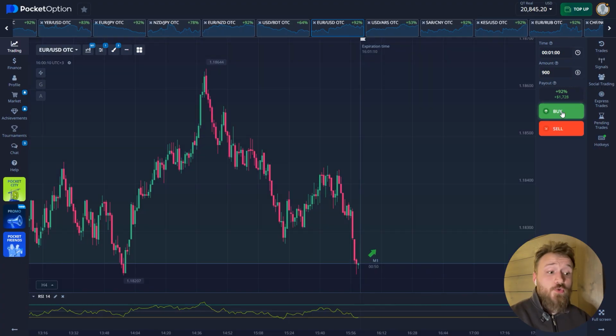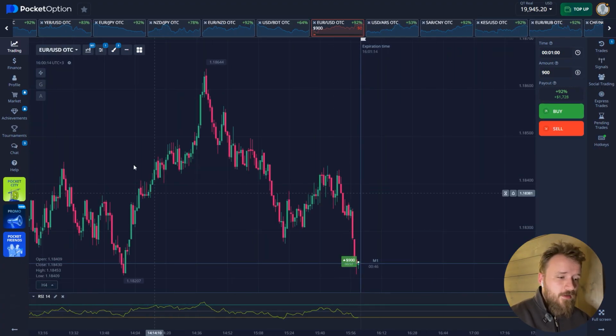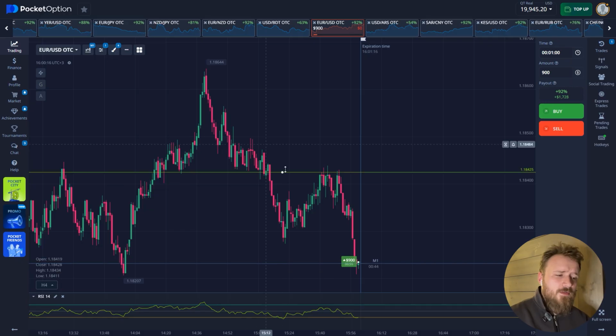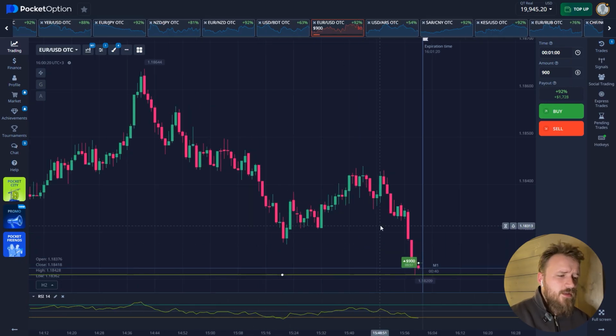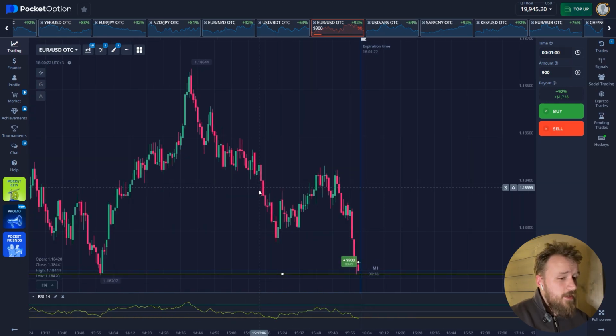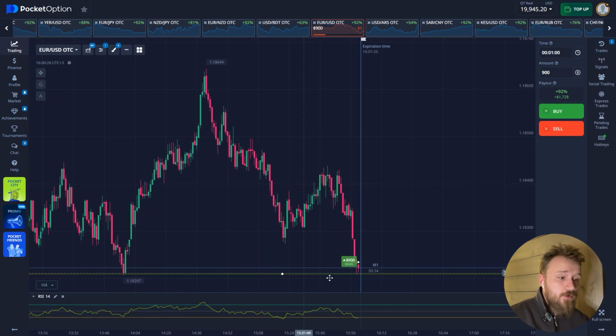Let's check Euro to US dollar. We'll open a long position from the 30 level. The price is near support, though our entry is slightly higher than ideal. So we might open another trade if there is no bounce. RSI is at the 30 level.